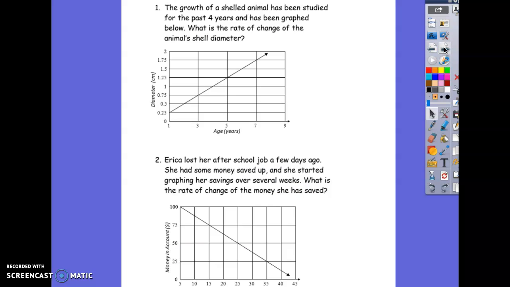So problem number 1 says, the growth of a shelled animal has been studied for the past 4 years and has been graphed below. What is the rate of change? So underline it or circle it, because that's the key word. That's what we're looking for. Slope. The rate of change of the animal's shell diameter. So rate of change is the slope, which equals the m, right? Which equals to the change of y over the change of x, which equals to the rise over run.